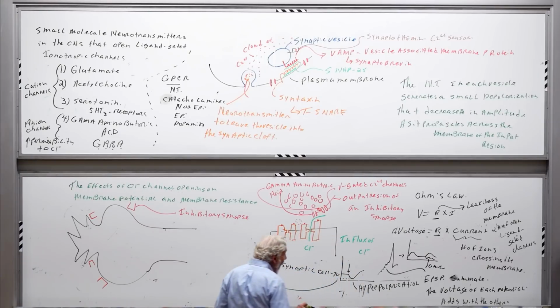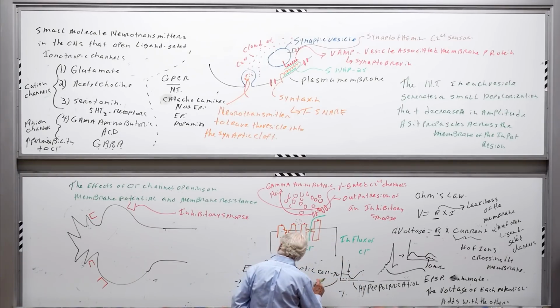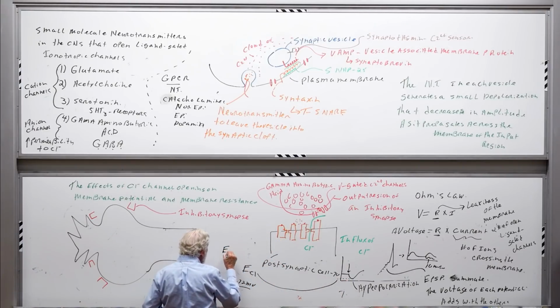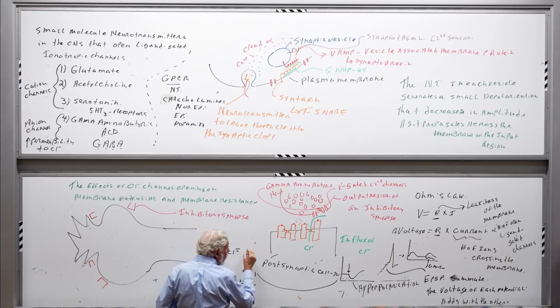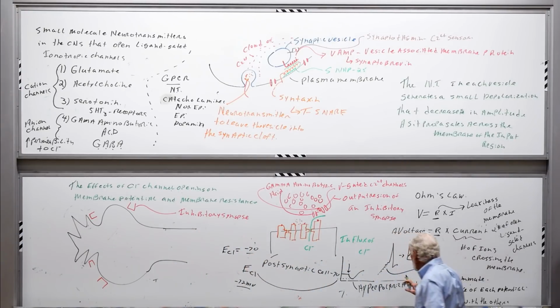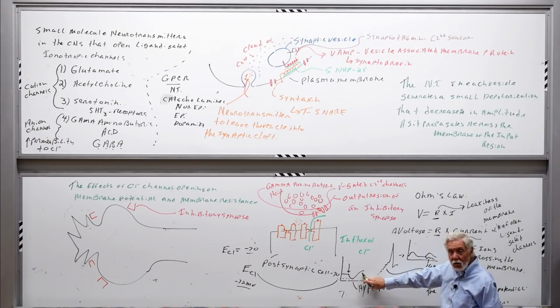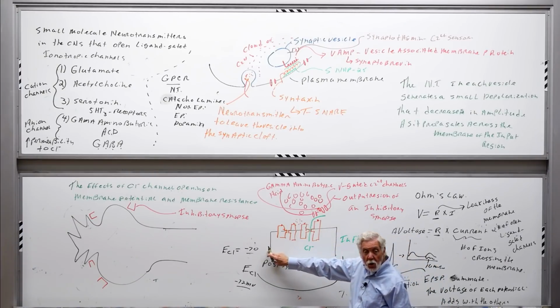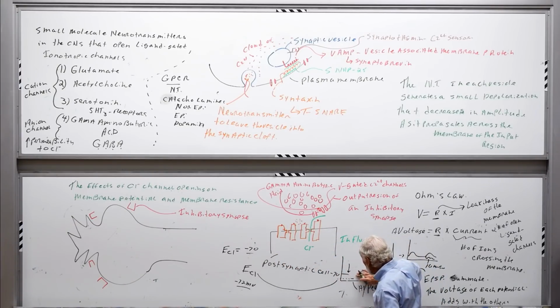Well, what happens if E sub Cl is not, say, minus 72, but let's say E sub Cl is equal to minus 70 millivolts, the same potential as the resting membrane potential? What if then we open the chloride channels, we increase the permeability to chloride, what's going to happen to the membrane potential here?